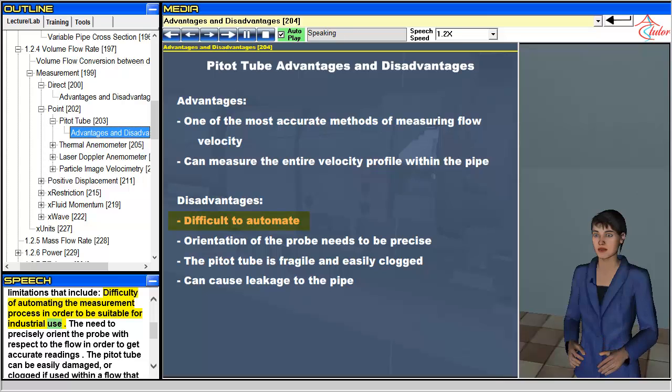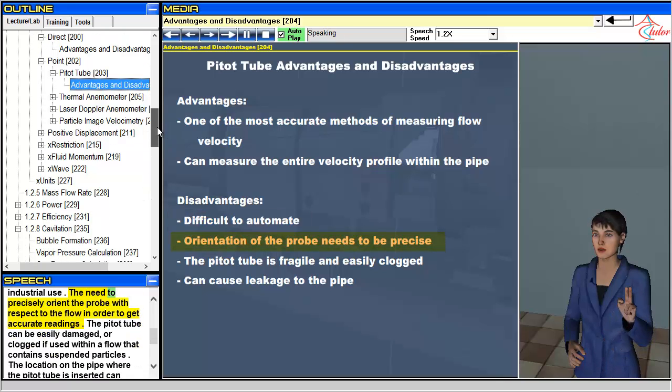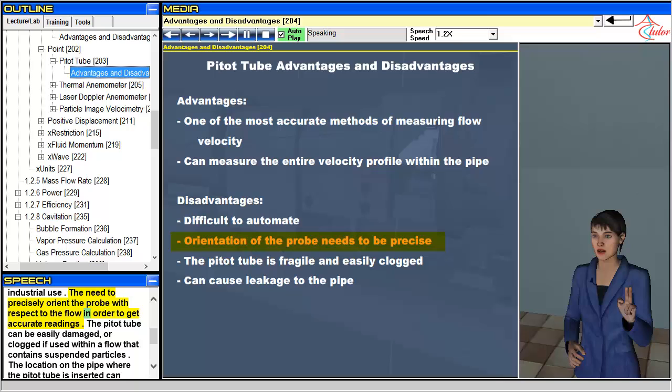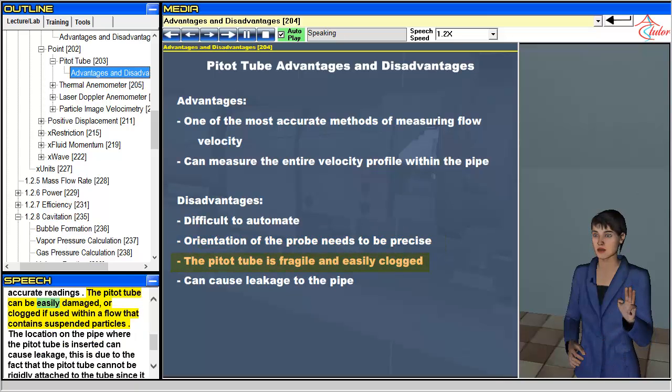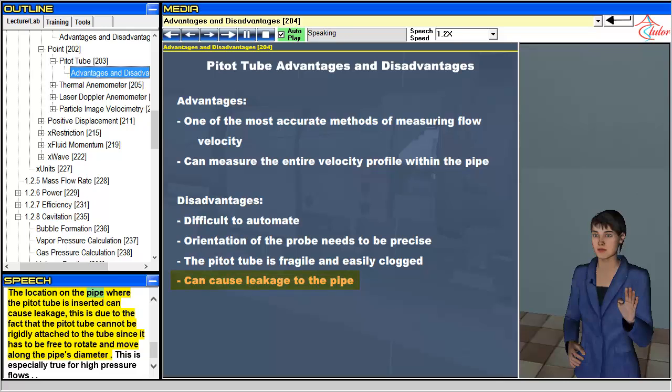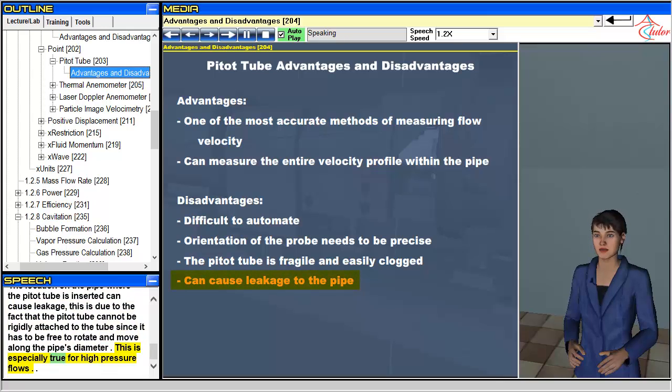for industrial use. The need to precisely orient the probe with respect to the flow in order to get accurate readings. The Pitot tube can be easily damaged, or clogged if used within a flow that contains suspended particles. The location on the pipe where the Pitot tube is inserted can cause leakage. This is due to the fact that the Pitot tube cannot be rigidly attached to the tube since it has to be free to rotate and move along the pipe's diameter. This is especially true for high-pressure flows.